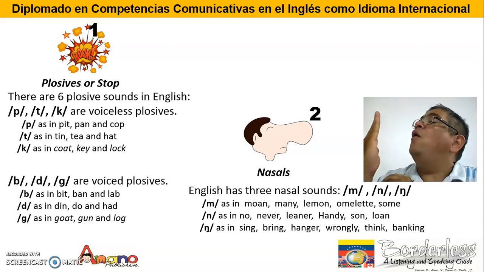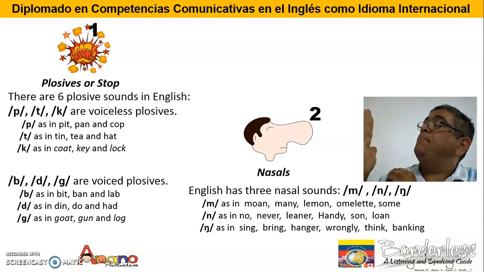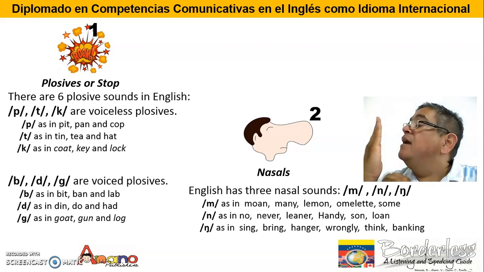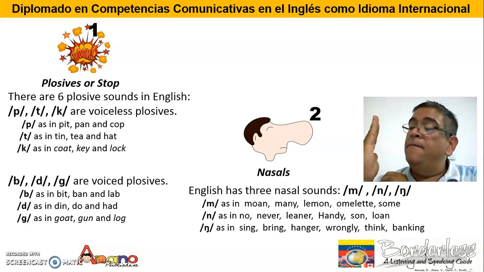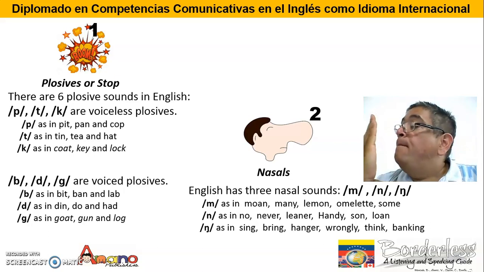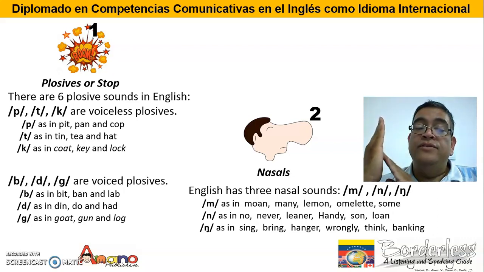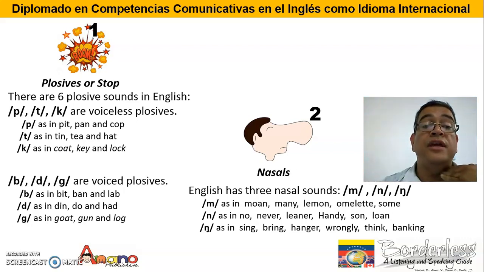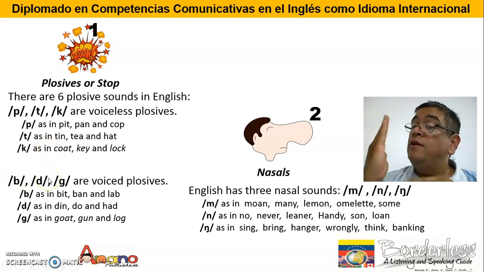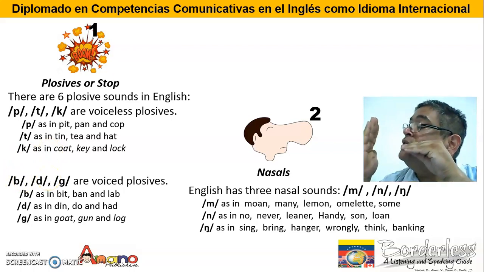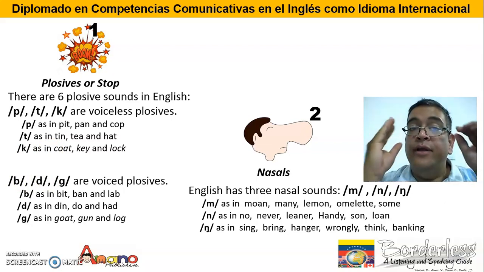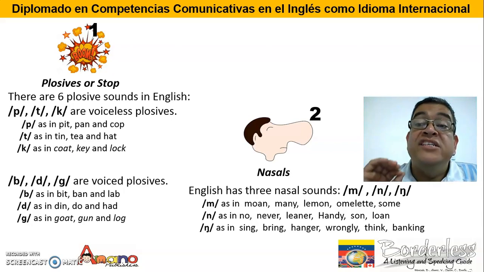With the t also, you can feel the air hitting your palm, and the k also. You can feel the flow of air that hits your hand, as well as the b, as well as the d and g. Of course, these sounds are voiced, because they produce vibration here. With these three sounds, you can also feel the air comes out from your mouth and hits your palm. That's the way you can recognize the plosive or stop sounds.